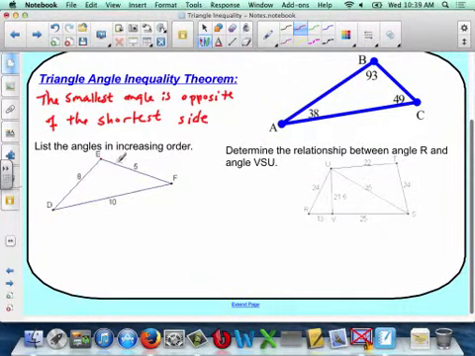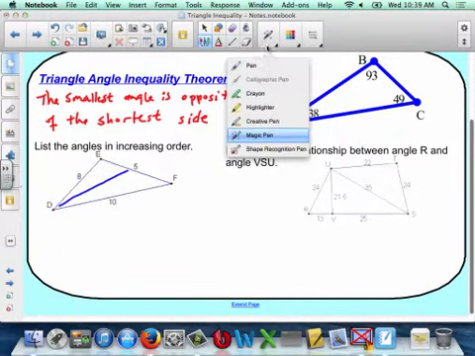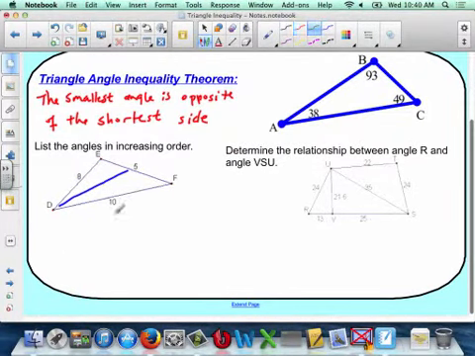So we're looking at triangle DEF. Where's our shortest side? So right here's my shortest side. So the opposite angle of that. So Keenan, imagine taking a line and going toward an angle. What angle do I end up at? D. Okay. So my smallest angle is D.